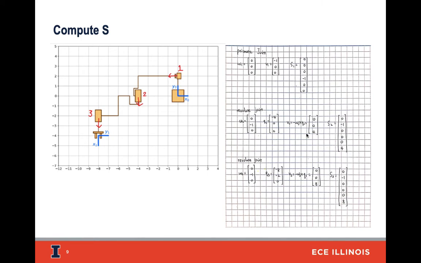With the zero configuration matrix we calculated before and these three screw motion matrices, we can then get the transformation matrix.